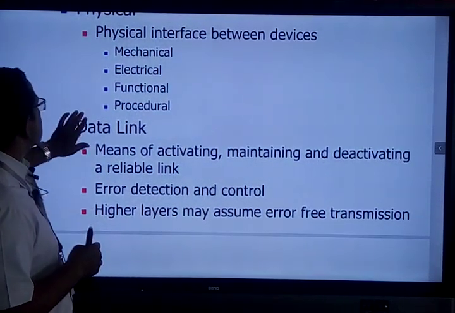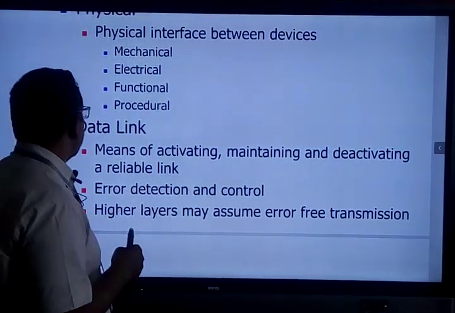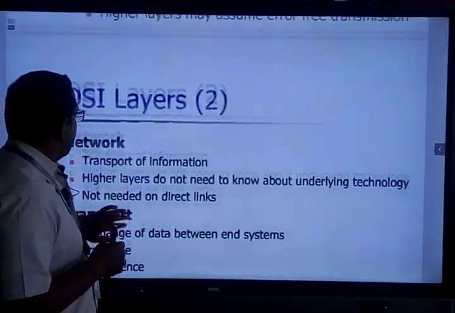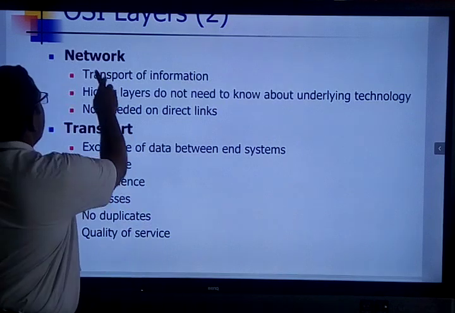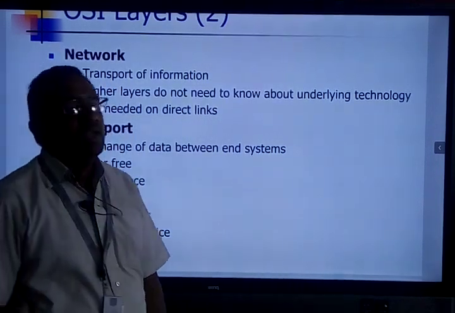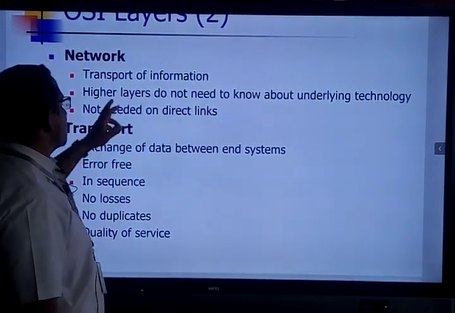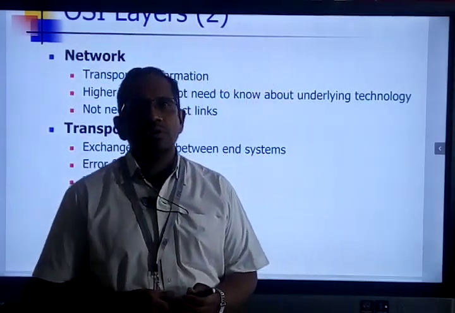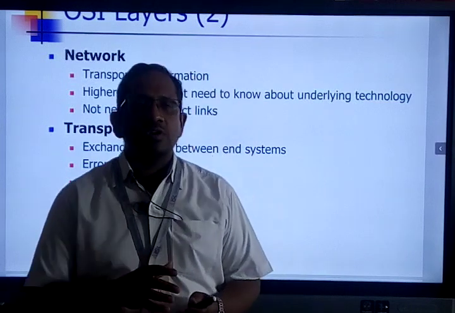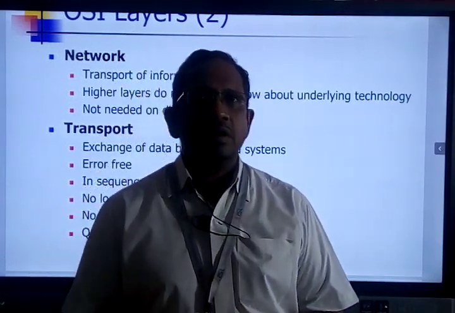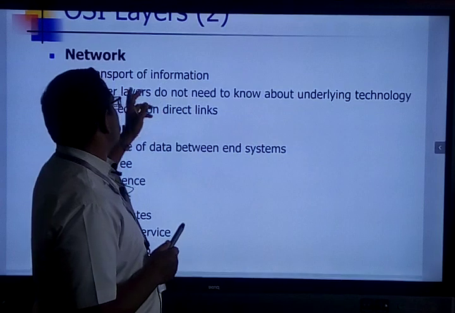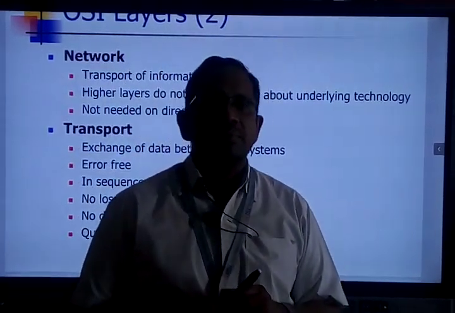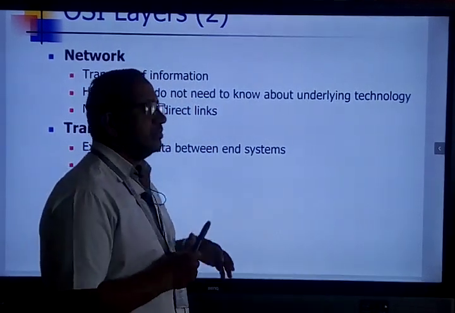Next we discussed the various layers like the physical layer, the data link layer, and the network layer. We are now into the network layer. In the network layer, the first point is transport of information. What do we mean by transport of information? We want to transmit the signal from the source computer to the destination computer. While transferring this information from source to destination, the network layer has to compulsorily perform some functionalities.